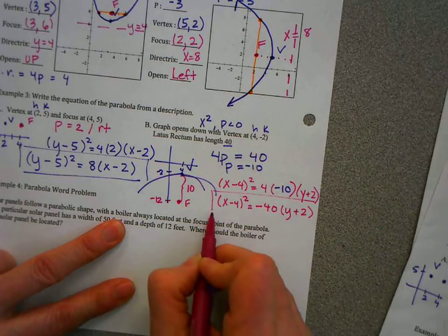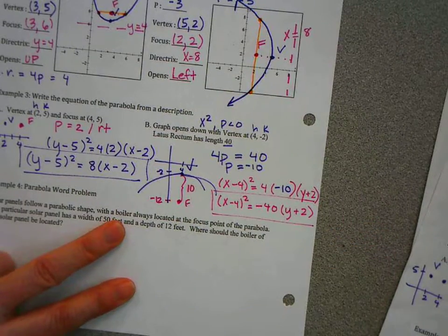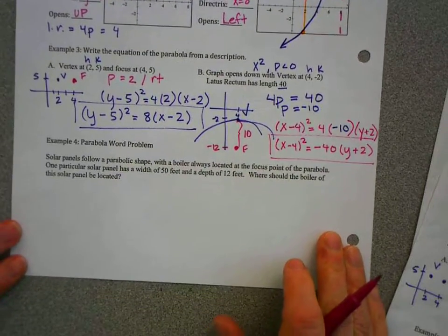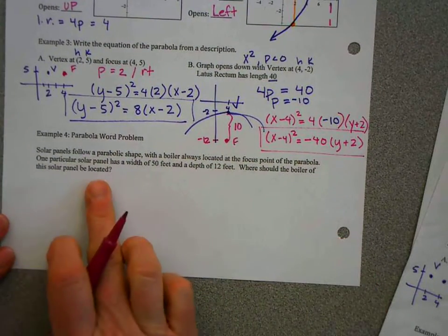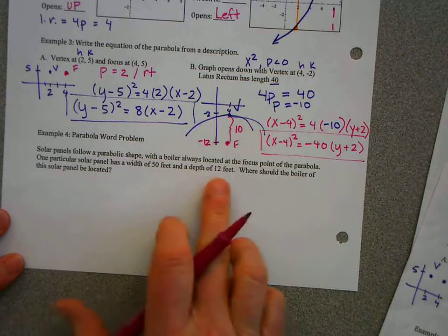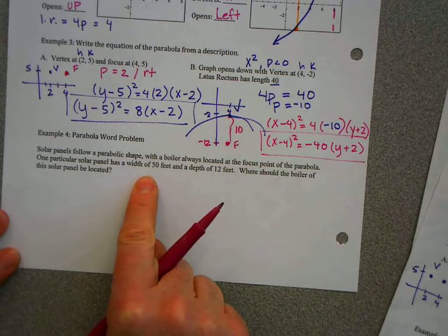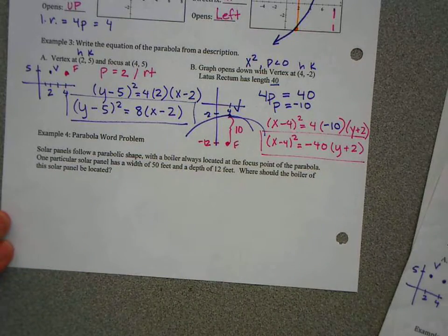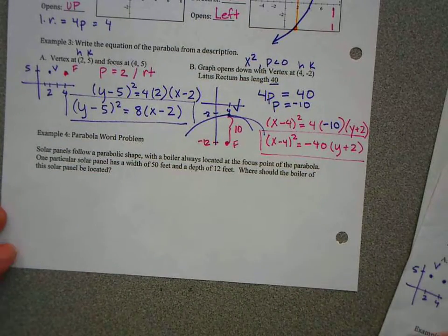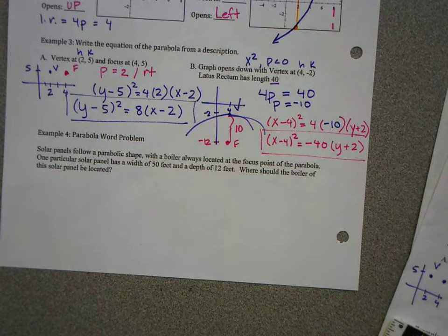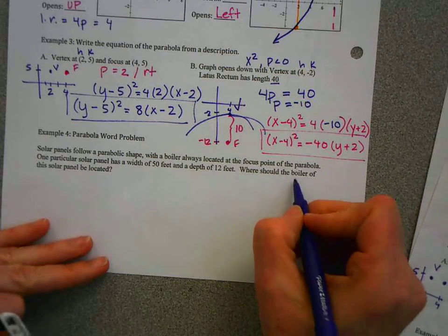Third problem, how do we do this? Let's read it. Solar panels follow a parabolic shape with a boiler always located at the focus. One particular solar panel has a width of 50 and a depth of 12. That is not talking about vertices or focus right now, it's just telling us about a solar panel. Where should the boiler, which will be the focus of this solar panel, be located? So it's asking, where is the focus?